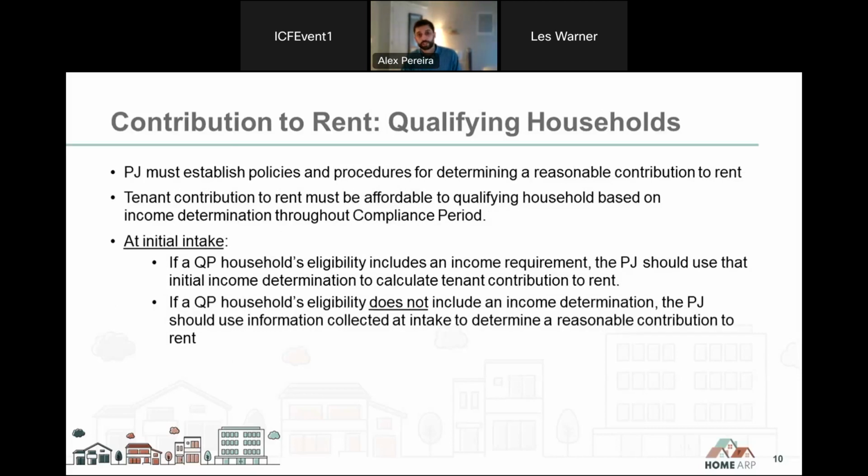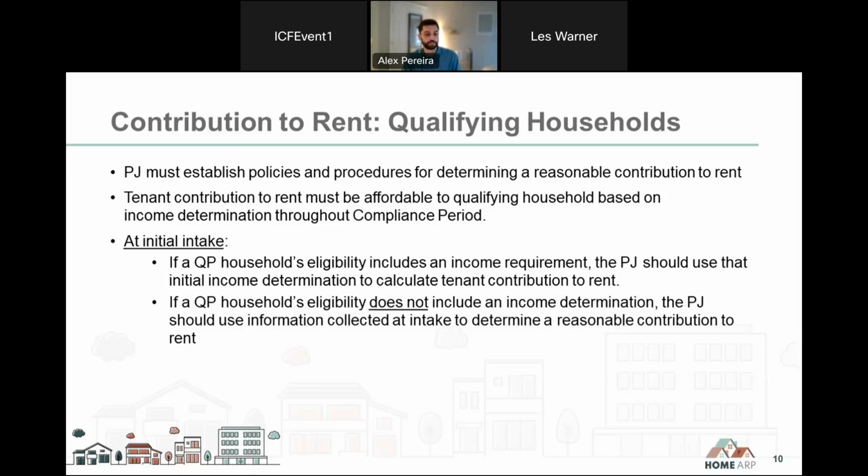So when it comes to contribution to rent and determining that contribution to rent by the tenant, first of all, the PJ must establish policies and procedures that clearly determine a process for determining that reasonable contribution to rent by the tenant.